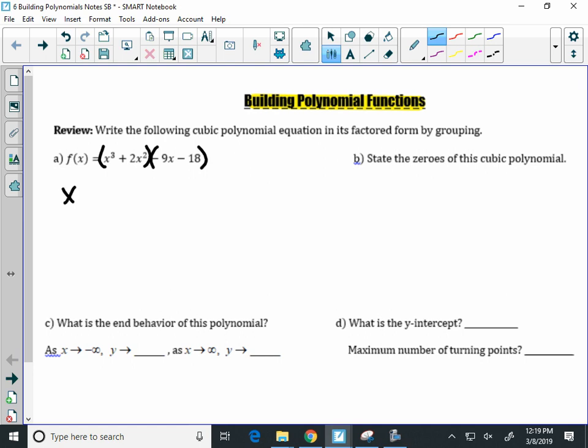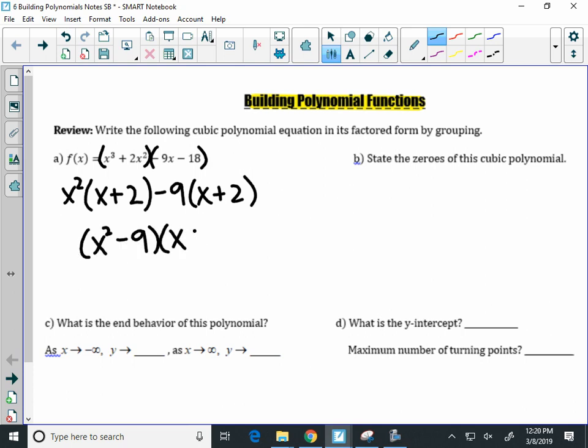What would be your GCF for the left group here? X squared. All right, so I have x squared, and what's left is x plus 2. And the GCF for the second group is -9. All right, so I write the factored form, x squared minus 9, and x plus 2. Although we have to factor again.